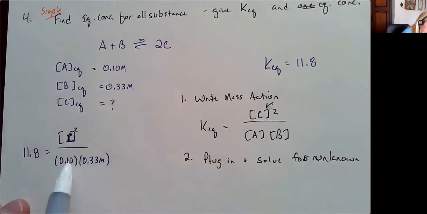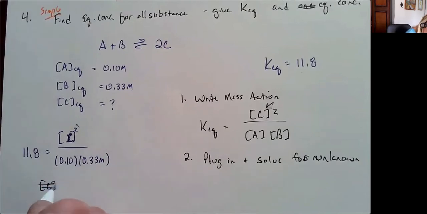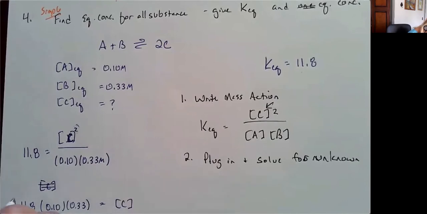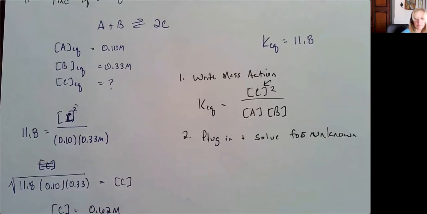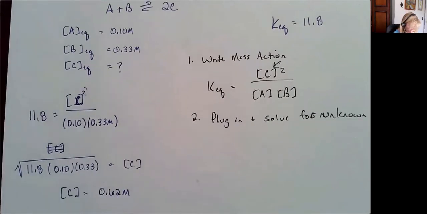Okay, so I'm going to multiply these together, then multiply it by 11.8. So this would be 11.8 times 0.10 times 0.33 equals the concentration of C squared, because I need to take the square root of it. That means C is 0.62 molar. Right, so that is the fourth way, and the fifth way is our more complicated way.